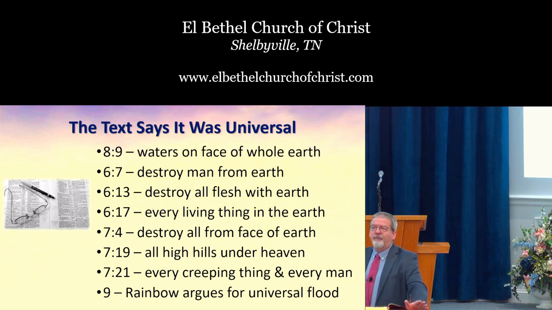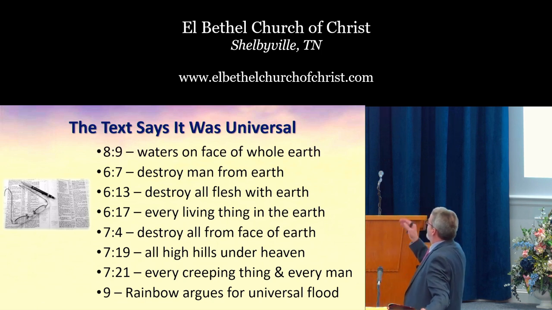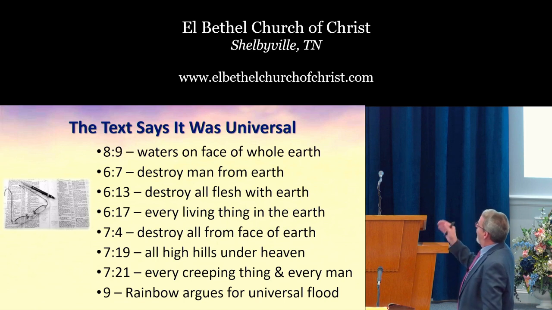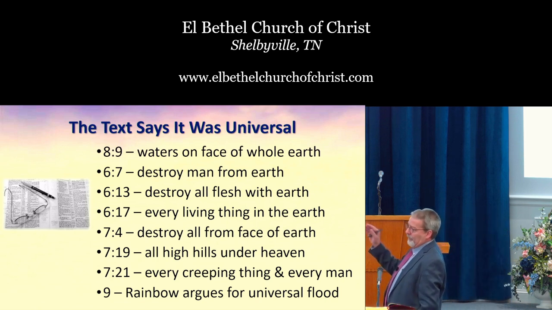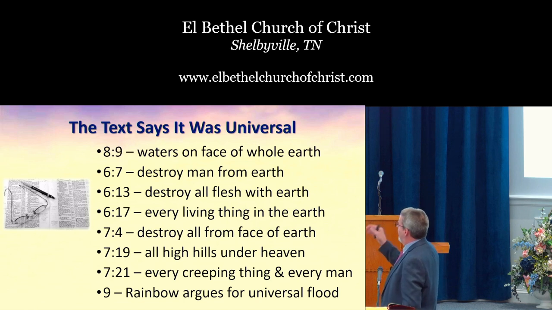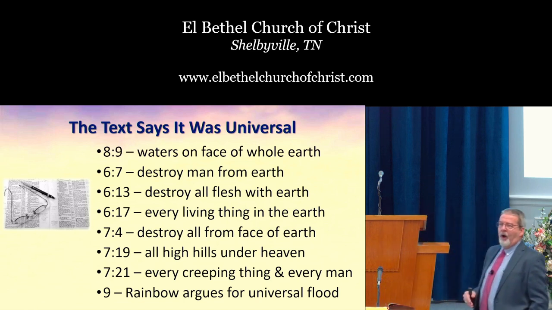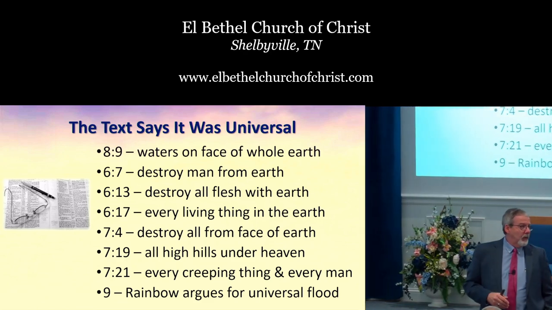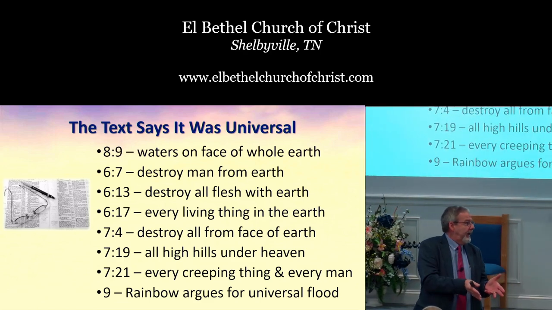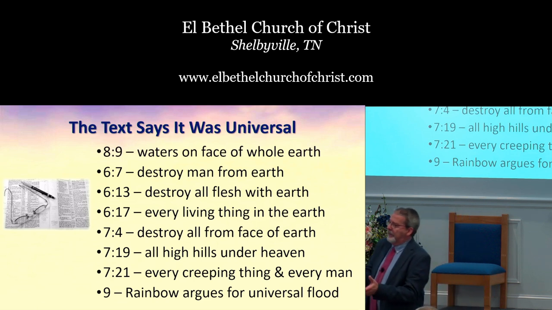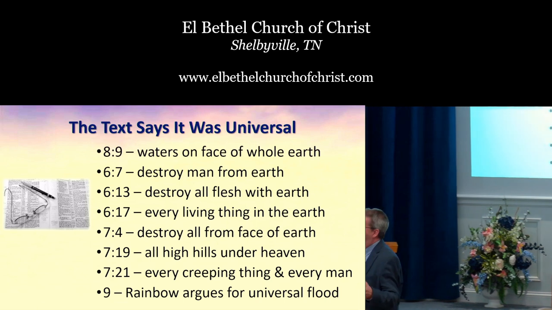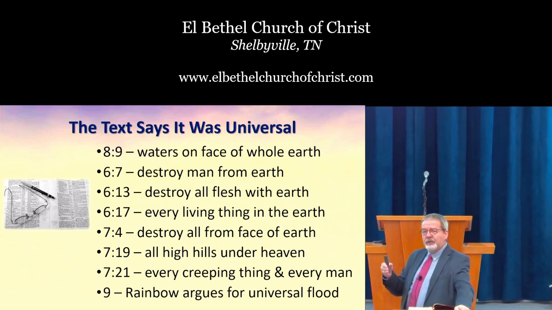Chapter 6:13, God destroyed all flesh with the earth. Chapter 6:17, every living thing in the earth was destroyed. Chapter 7, verse 4, he would destroy all from the face of the earth. All high hills under the heavens were covered. Chapter 7, verse 19. Every creeping thing and every man, not most men, but every man and every creeping thing. And then chapter 9, we haven't got to yet, the rainbow argues for a universal flood. More about that here in a second. What I'm suggesting to you is there's abundant evidence right here in the text. I don't have to be scientific and say, well, here is some evidence we found. Just look at the text, and the text says this was a universal flood.